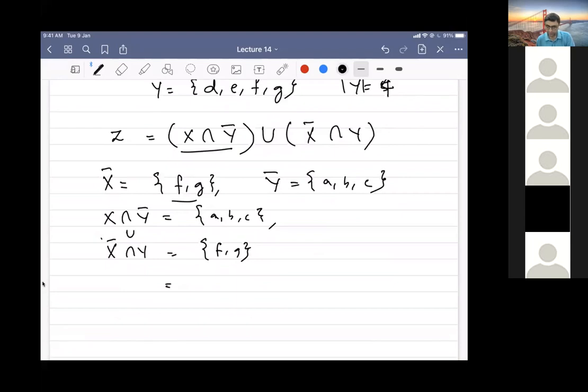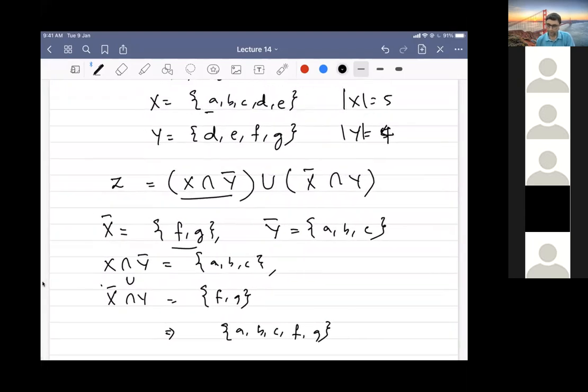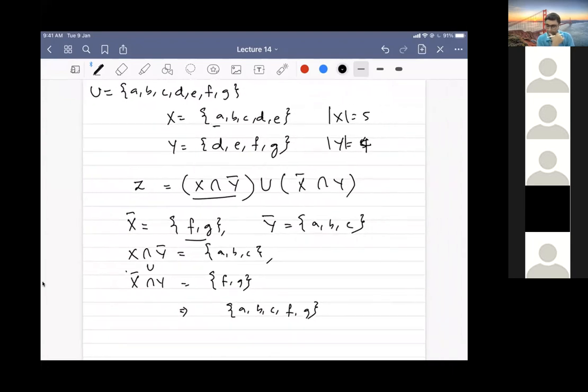So the union of this set and this set will give us A, B, C, F, and G. Right? So why do we get A? Because A is in X and not in Y, therefore A is here. B is also here because B is in X, but not in Y. C is also here because C is in X, but not in Y. F is here because F is in Y, but not in X. And G is here because G is in Y and not in X. The only elements that we got rid of are D and E. Why? Because D is in both X and Y. E is also in both X and Y. Therefore, D and E are ignored.